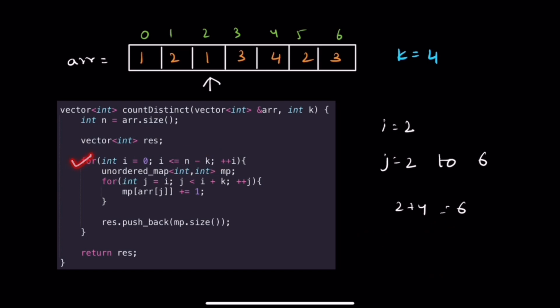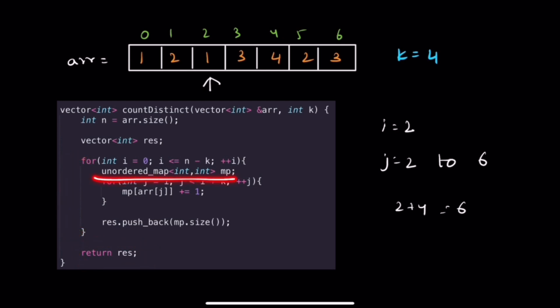Inside this for loop, we have created a hash map. And inside this jth loop, we are adding array of j in the hash map and incrementing its count by 1 every time. So when we exit from this loop, we'll have all unique elements present in the hash map. So we can directly push the map size inside the result. When this ith loop gets exhausted, we can simply return our result.